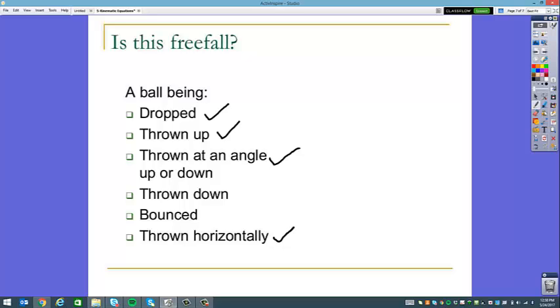Okay, and again, we'll look at that more as to why that is. The main ones we're going to worry about in this unit are going to be the top two. Okay, so those are the most important ones for this unit to worry about, is the fact that if something's dropped or if it's thrown up, it is in free fall.